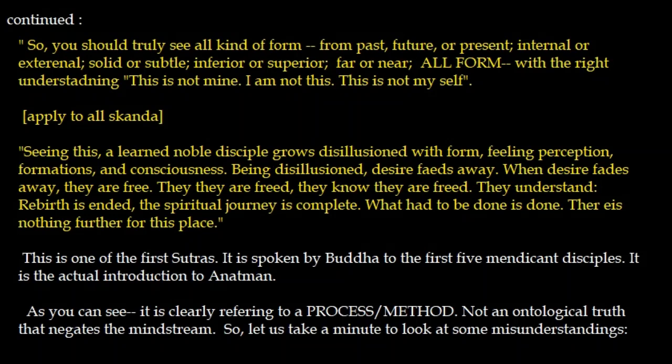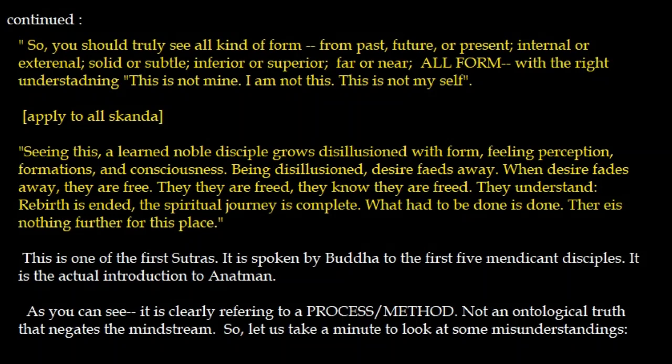And then it ends with, seeing this, a learned noble disciple grows disillusioned with form, feeling, perception, formations, and consciousness. Being disillusioned, desire fades away. When desire fades away, they are free. When they are freed, they know they are freed. And they understand rebirth is ended, the spiritual journey is complete, what had to be done is done, there is nothing further for this place.